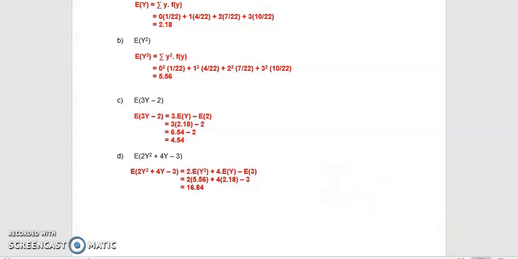So that's how we find the cumulative distribution, mean or expected value and variance for a discrete random variable. Later on we will look at continuous random variables.